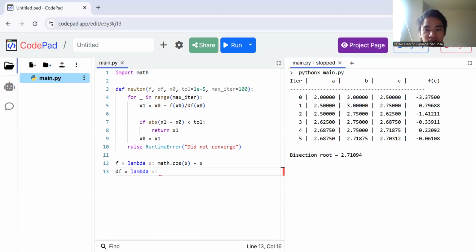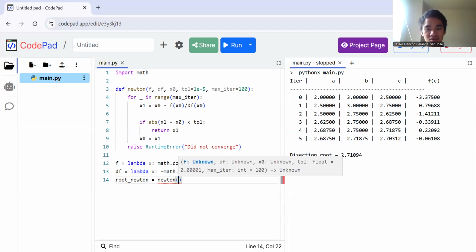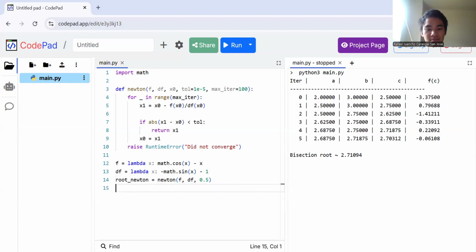And if we get the derivative, I don't really need to go in depth into it, but we get negative sine. So that's calculus, minus 1, because the derivative of x is 1. And then there we go. We just get the root using Newton's method. So here the code does it for us, and we plug in our function. Our initial point was, I think, 0.5. And then we just print the root.